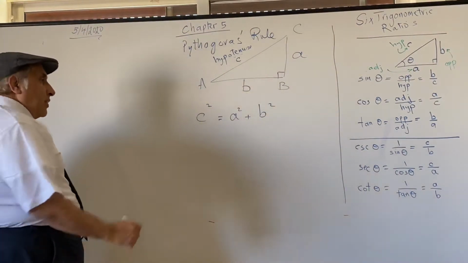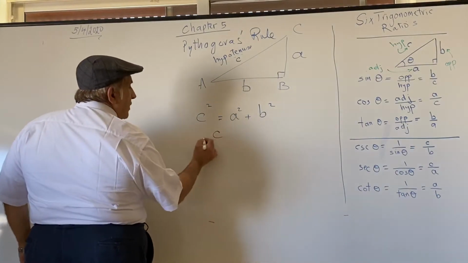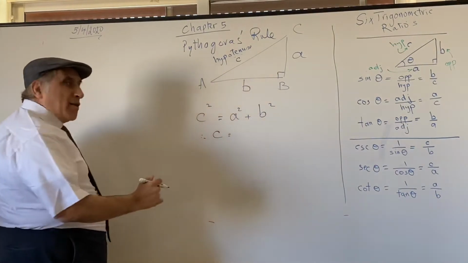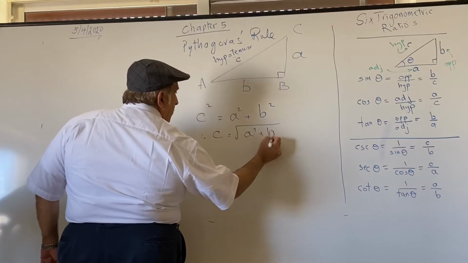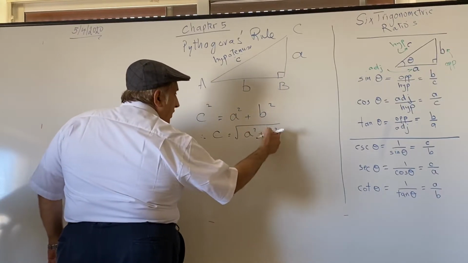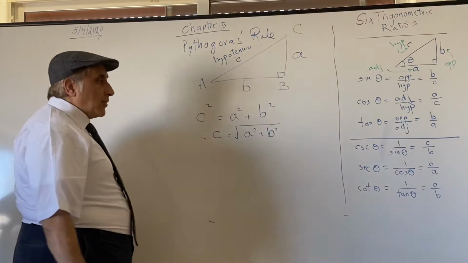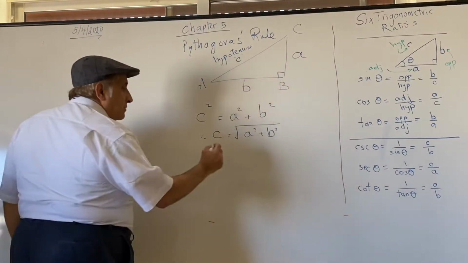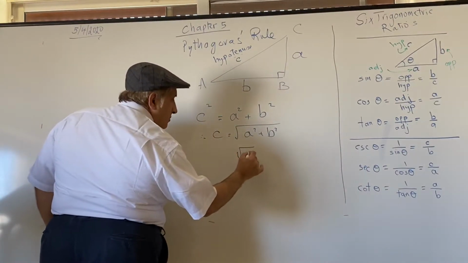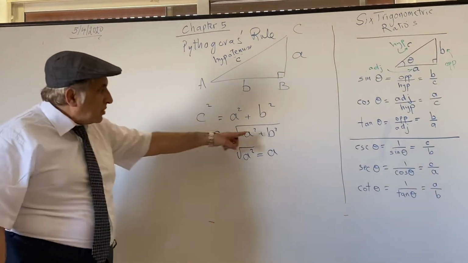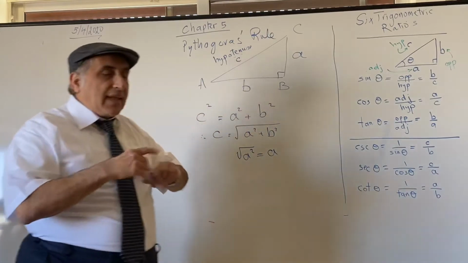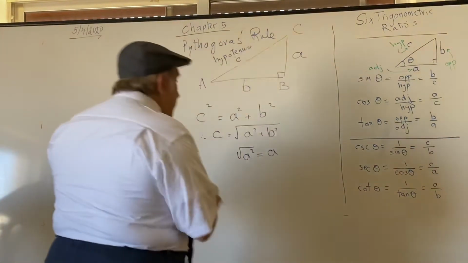In other words, if I'm looking for C only, I'm going to take the square root of both sides, which is the square root of A squared plus B squared. Don't cancel these. This is not the same as this. The square root of A squared gives me A, true. But when there's a plus or minus inside, it does not cancel out. So remember that thing, all right?